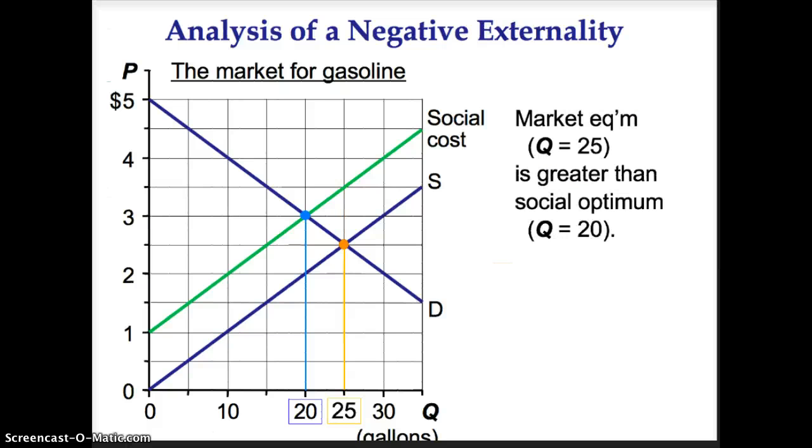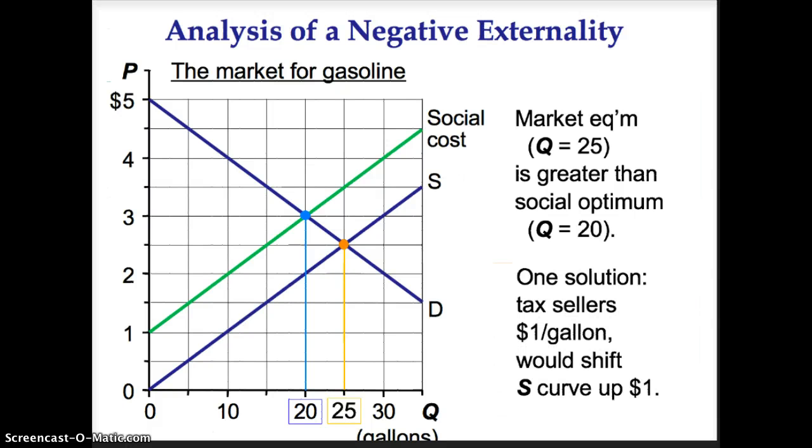The market equilibrium is greater than the socially optimal quantity of 20 gallons. One solution to this problem would be to tax sellers $1 per gallon, so the supply curve would shift upward by $1.